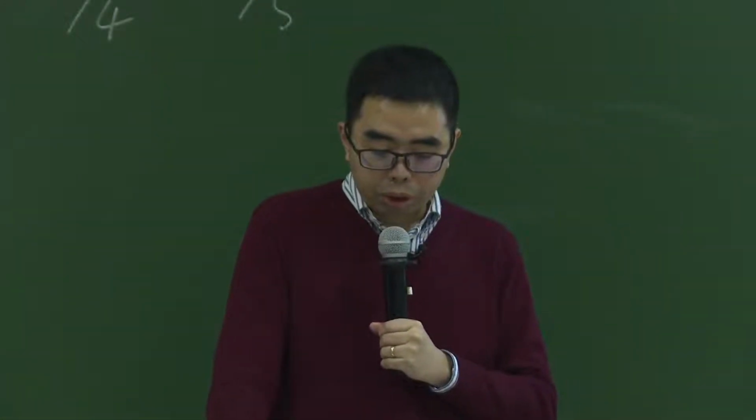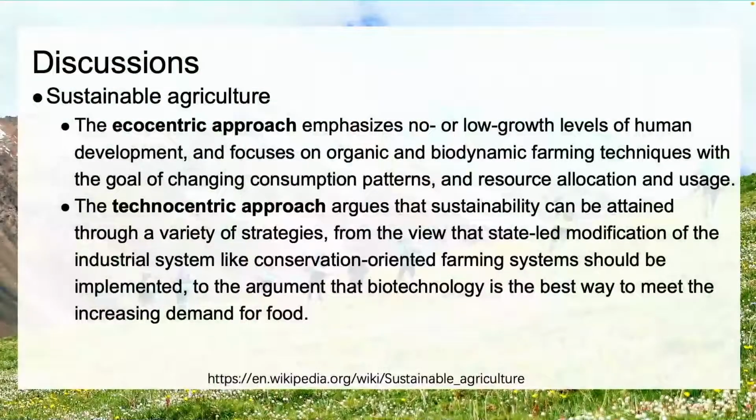The eco-centric approach emphasizes no or low growth levels of human development and focuses on organic and biodynamic farming techniques with the goal of changing consumption patterns and resource allocation and usage. The technocentric approach argues that sustainability can be attained through a variety of strategies, from the view of state-led modification of the industry system, like a conservation-oriented farming system should be implemented, to the argument that biotechnology is the best way to meet the increasing demand for food.